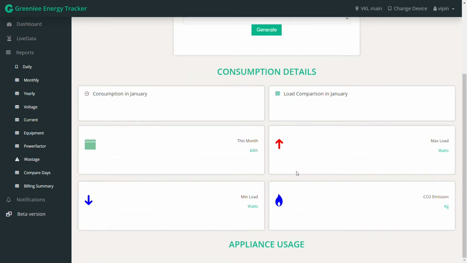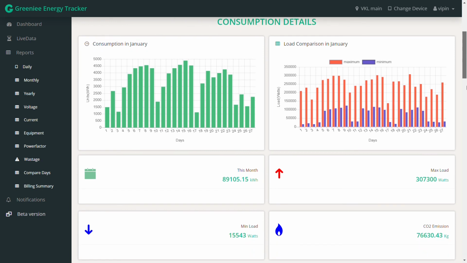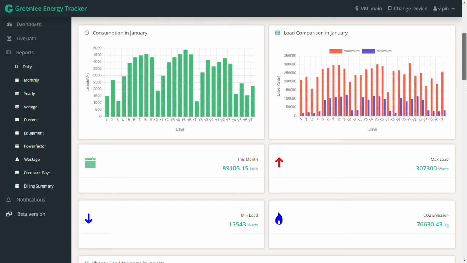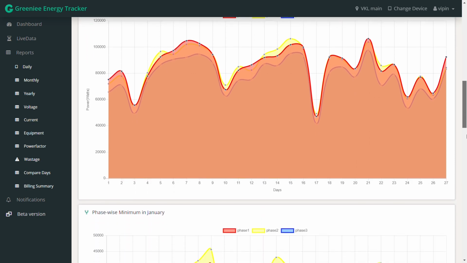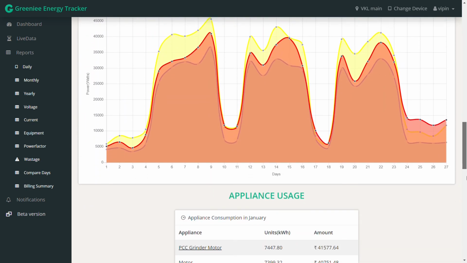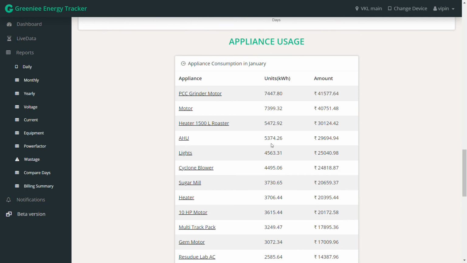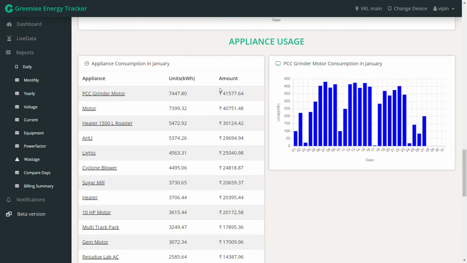And go down to the monthly report page. The monthly page provides the same set of information that we talked about in the daily report, on a monthly level. So you can do a comparison of current month consumption versus last month consumption, the cumulative, the maximum load, the minimum load, the phase-wise distribution, and all of that. And finally, at the very end, you get the equipment level usage also. Just click on one of those, you get the comparison of its usage across the day.